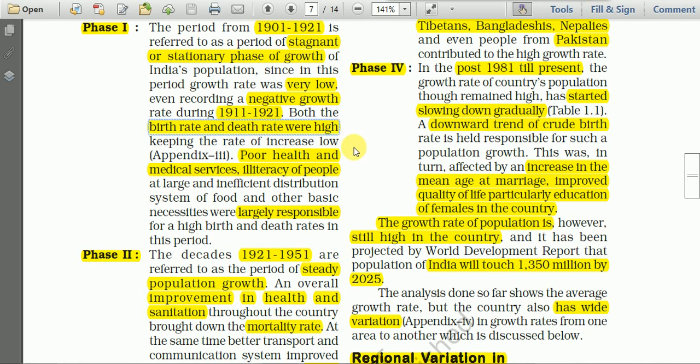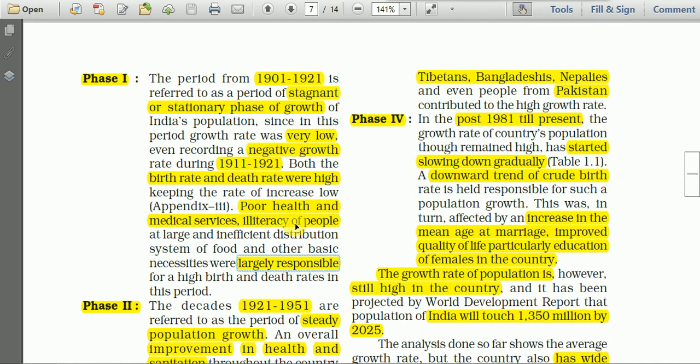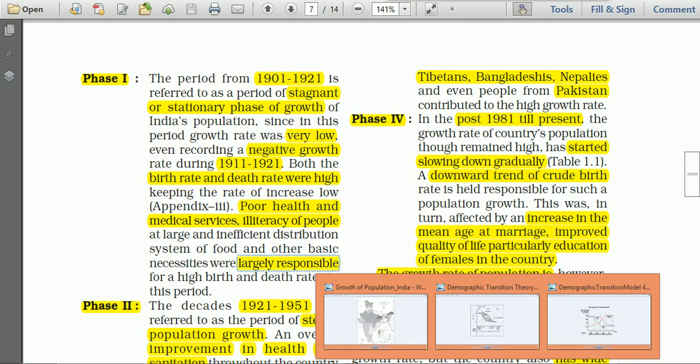So during this period, both the birth rate and the death rate were very high, keeping the rates of increase low. Poor health and medical services, illiteracy of people at large, and inefficient distribution system of food and other basic necessities were largely responsible for a high birth and high death rate in this period. So this phase 1 can be compared with the stage 1 of the demographic transition theory. See here in the textbook.